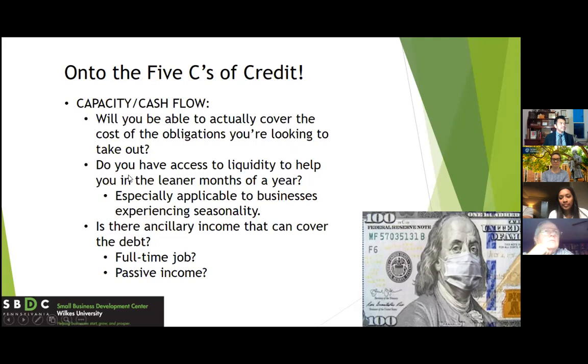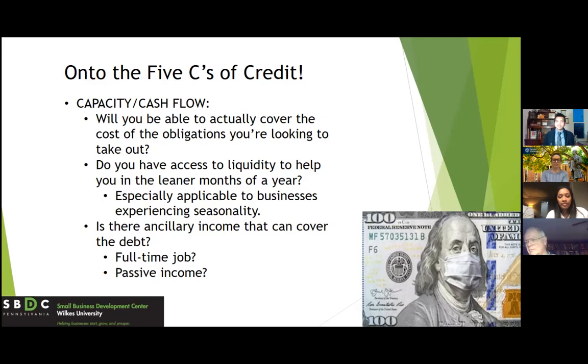All right, guys. And then there is a fifth C, and that's capacity, cash flow, all right? What this fifth C is all about is: does your income cover your expenses and other obligations that you're looking to take on if you're looking at securing financing? Hard to prove when you're a startup, right? So what you leverage are things like financial projections. I'll go into that in a little bit.